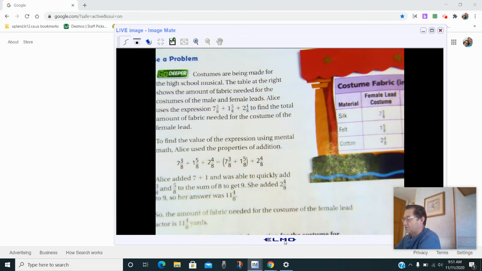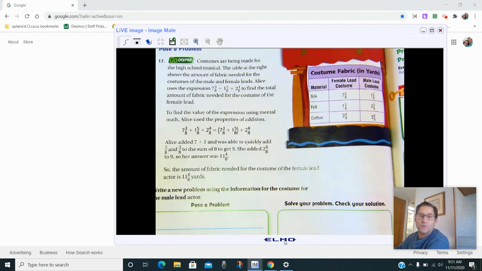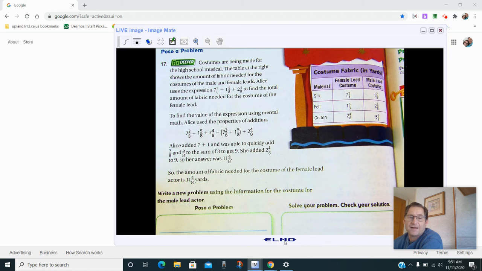All right. So costumes are being made for the High School Musical. The table at the right shows the amount of fabric needed for costumes of the male and female leads. Alice uses the expression 7 and 3/8 plus 1 and 5/8 plus 2 and 4/8 to find the total amount of fabric needed for the costume of the female lead. To find the value of the expression using mental math, Alice used the properties of addition. So she grouped 7 and 3/8 plus 1 and 5/8 plus 2 and 4/8.